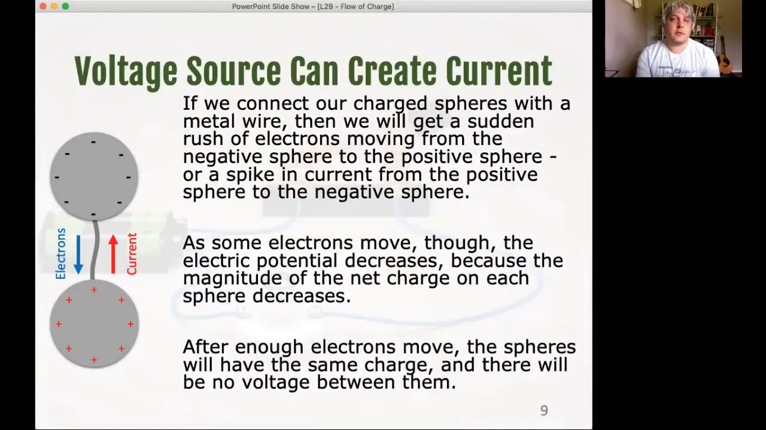So our electrons flow from negative to positive. Remember, that means the conventional current is the other way. It's the way a positive charge would go if there were positive charges, and that would go from the positive sphere to the negative sphere.